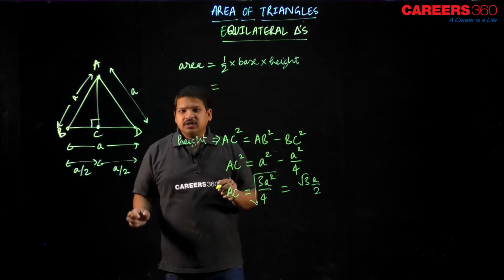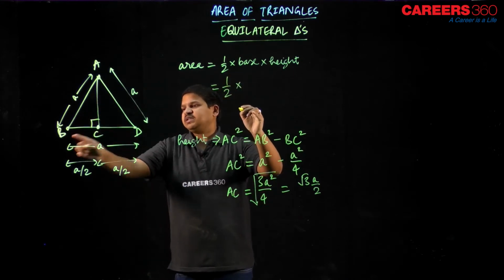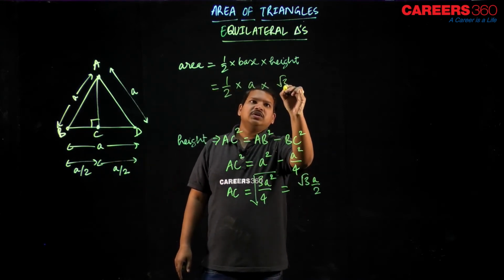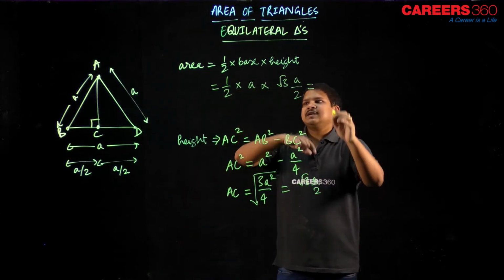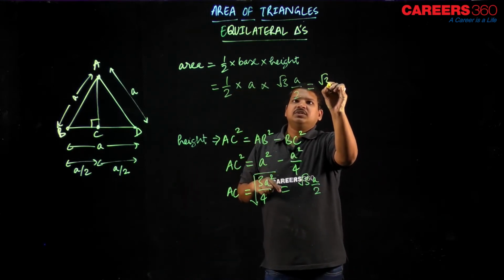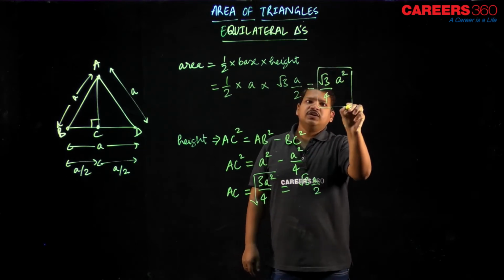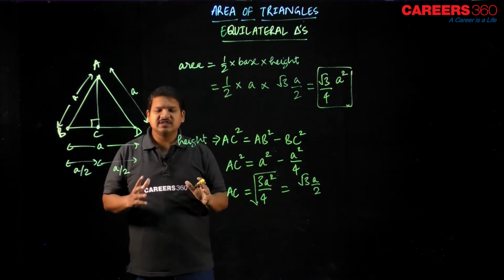Now I can calculate the area as half into base. Now base is A, and height is under root 3A by 2. So this further can be written as under root 3A square by 4. This will be the area of an equilateral triangle. I hope it makes sense to you.